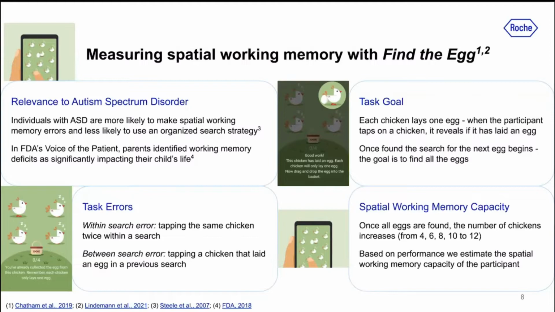And then based on this, we're able to look at their performance over different set sizes, so starting with 4 chickens and then increasing to 6 chickens, etc., up to 12 chickens. We're able to get an estimate of their working memory capacity, how well they're able to remember the location of the egg underneath the chickens. We can then use this in our clinical trials to see if we see improvements in their working memory capacity when they're under the pharmaceutical treatment.